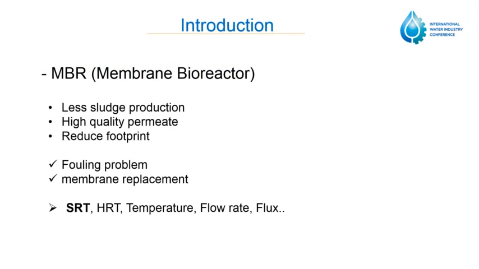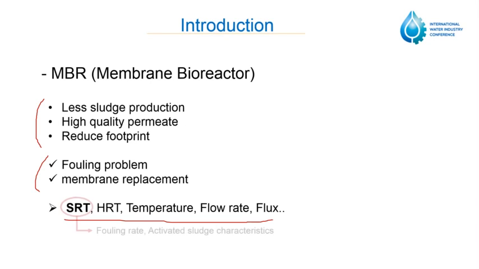Membrane bioreactors have recently become more popular because they have several advantages compared with the conventional activated sludge process. But because of the fouling problem and membrane replacement, they are occasionally considered inefficient. And there are some elements that are required to operate the MBR. Among them, I did an experiment to find out the fouling rate and activated sludge characteristics by changing the SRT.